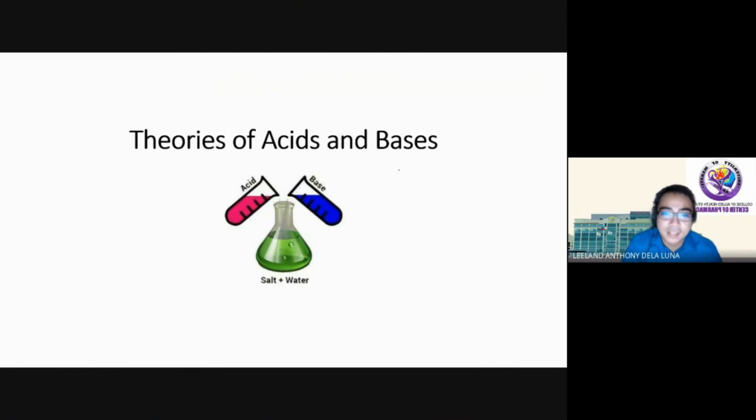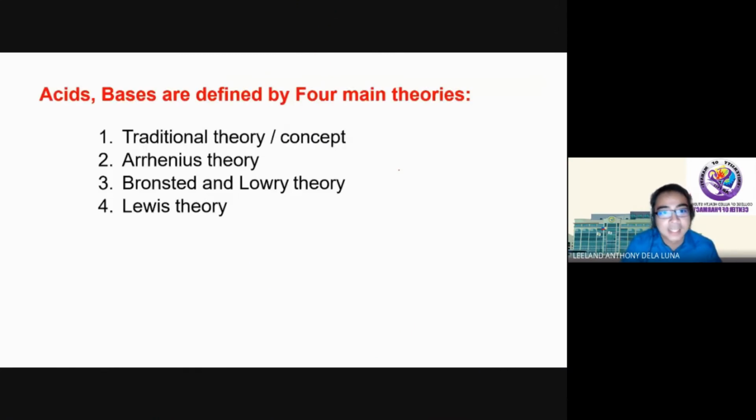So let's talk about class the theories of acids and bases. So basically, class, may apat lang naman na theory regarding acids and bases. So these are things that you already know. So you have the traditional theory or concept. Then we have the Arrhenius theory, Bronsted-Lowry theory, and then the Lewis theory.